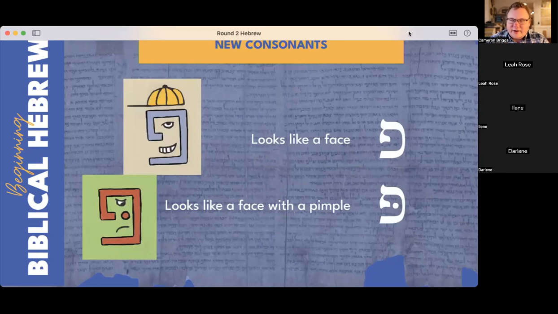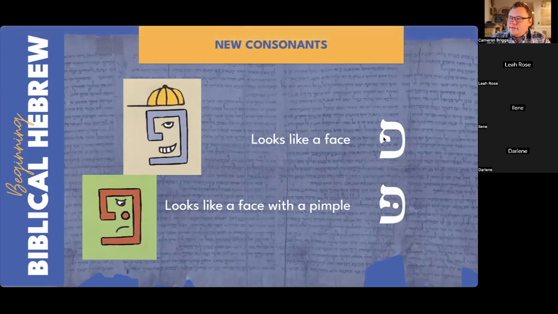So it's kind of hard to delineate any of these out, but if we're looking at our kind of grade school book here, fey looks like a face, and then pay looks like that face got a pimple on it. Those are silly little characters, but pay and fey are often confused with chaf and kaf. The difference being that pay and fey have that nose that comes in on the side there, whatever you want to call that, that curves in. That's very important to distinguish between the chaf and the kaf and the pay and the fey.